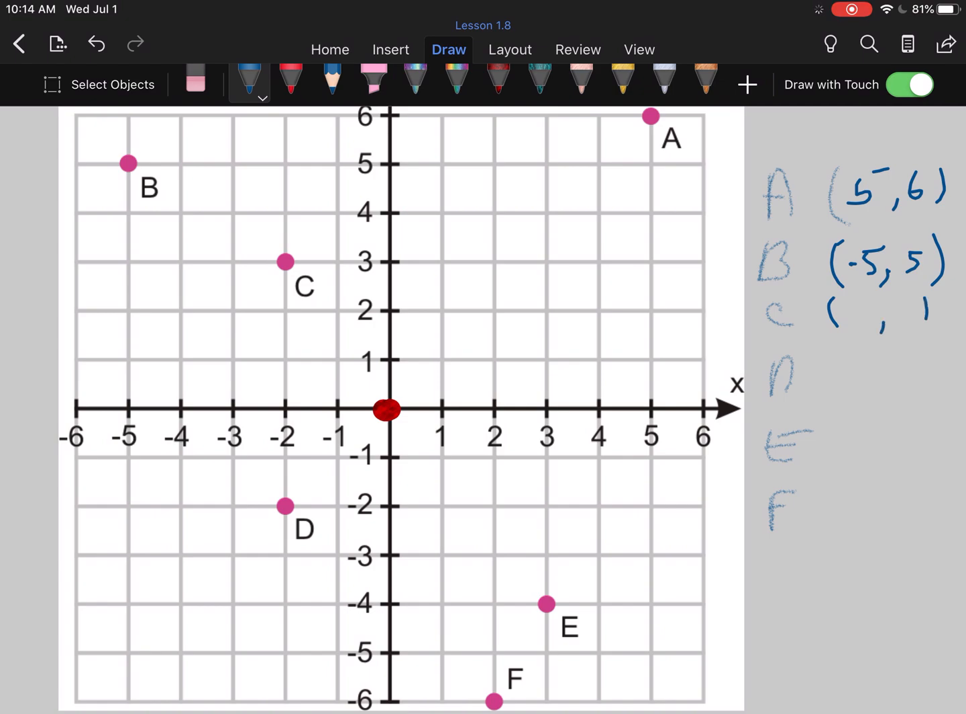To get to C, we go left 2, up 3. So that's negative 2, 3. To get to D, we have to go left 2 and down 2. Left means negative, down means negative. So these are negative 2 and negative 2. To get to E from the origin, remember we're always starting at the center, we have to count right 1, 2, 3, and then down, so negative 1, 2, 3, 4. And starting from the center to get to F, I have to count right 1, 2, and then down, so negative 1, 2, 3, 4, 5, and 6.